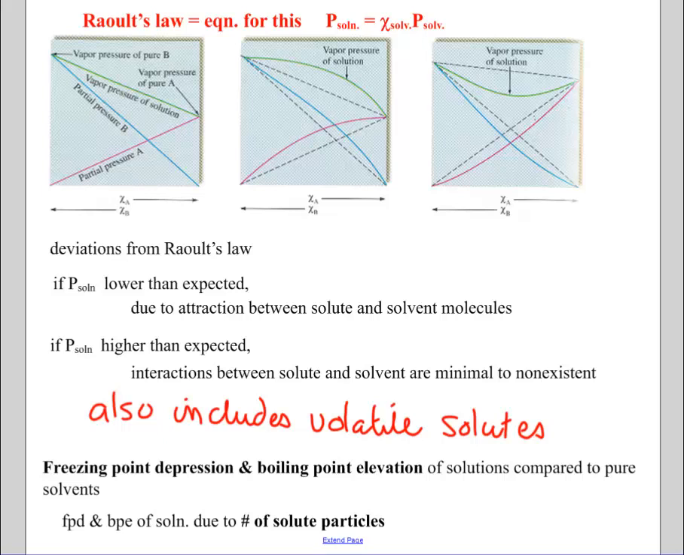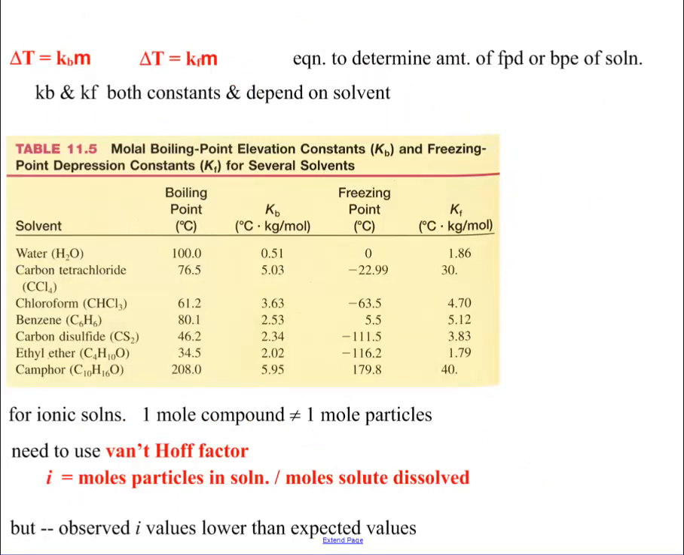Freezing point depression and boiling point elevation of substances, when we compare them to the freezing point and the boiling point of solutions containing those substances, are different. And the change is due to the number of particles in solution, not necessarily what your solute is. So the equation that we look at for freezing point depression and boiling point elevation deals with the change in temperature between the boiling point or the freezing point of the solvent and the molality, so this is the small m for molality, of your solution.